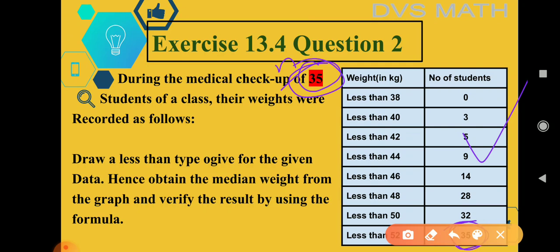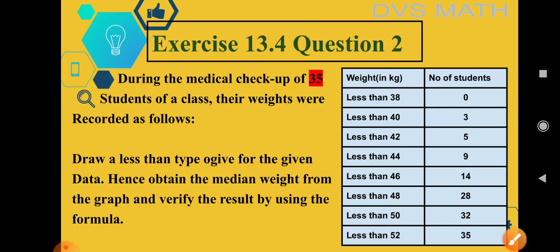I am repeating: when you are observing the frequency, if the numbers are in increasing order and the last value is the same as the given n value in the question. Look here, if they give 35, the last value is 35, so it is CF. Sometimes like 50 students, if your last value is 50, it is given as CF. And it must be in increasing order also. So observe here 0, 3, 5, 9, 14, 28, 32, 35, it is increasing order and the last value 35 is the same as n. So the given is CF only.